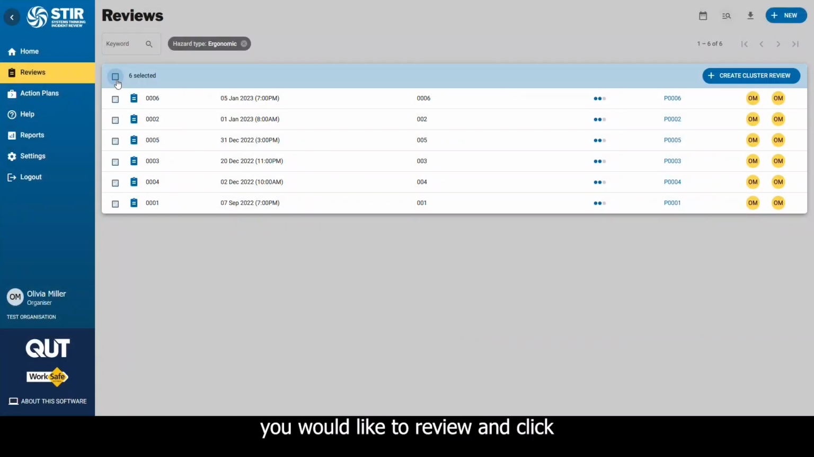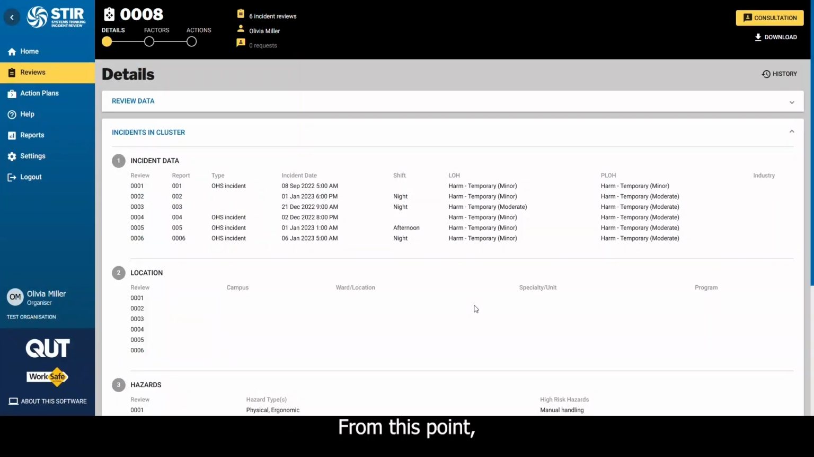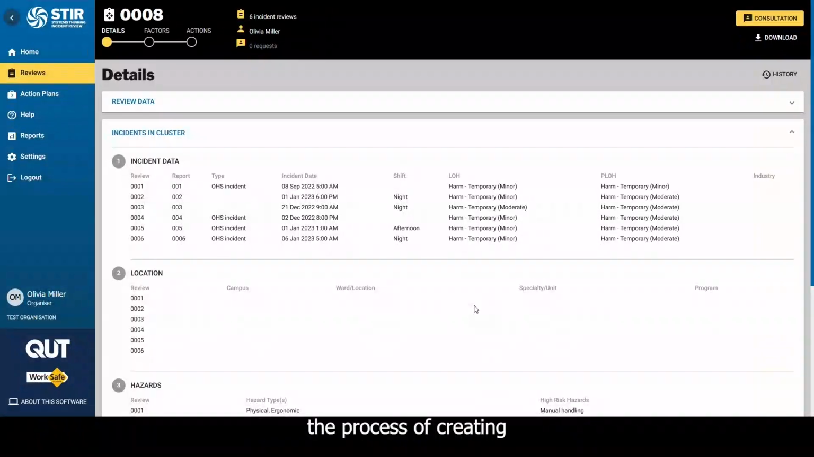Select the incidents you would like to review and click Create Cluster Review. Assign the cluster review to a reviewer and then click Create. From this point, the process of creating a cluster review is similar to creating an individual incident review.